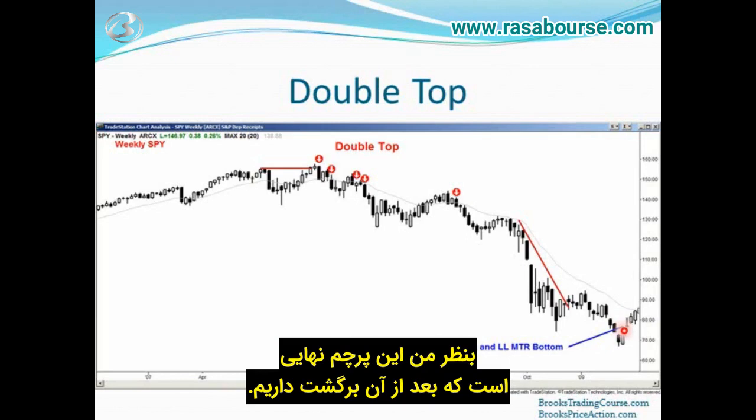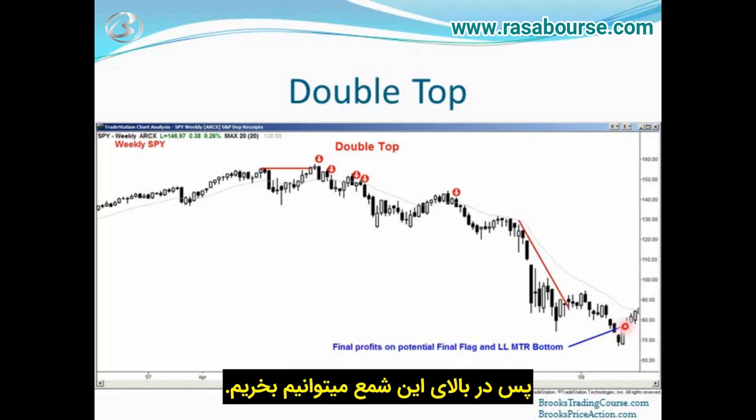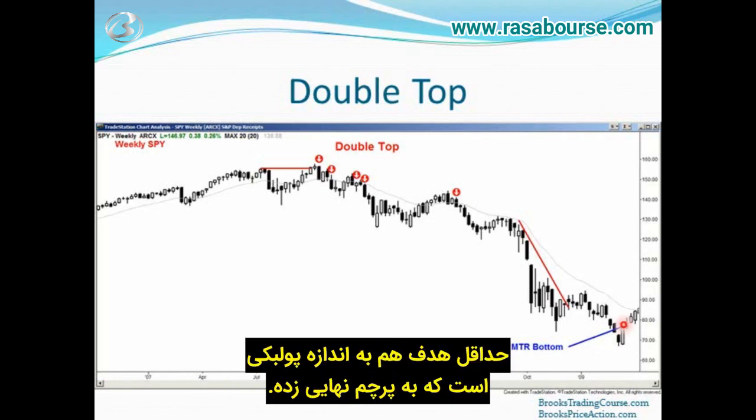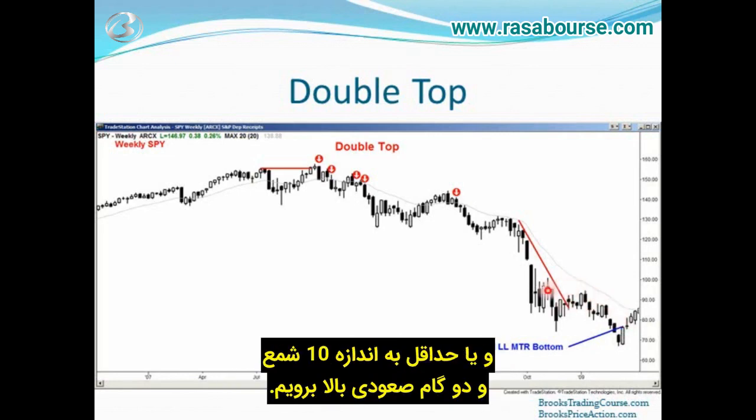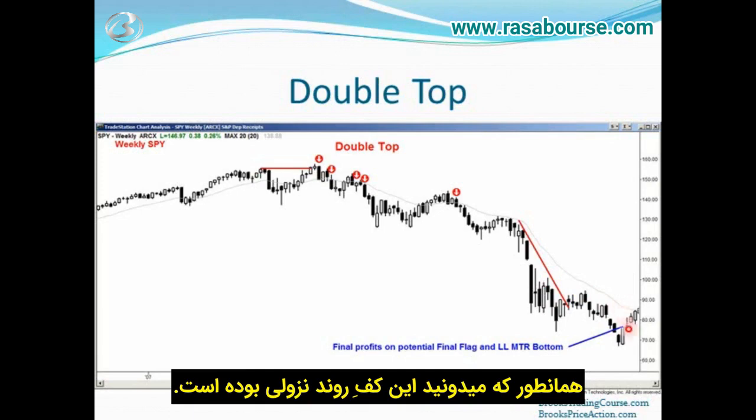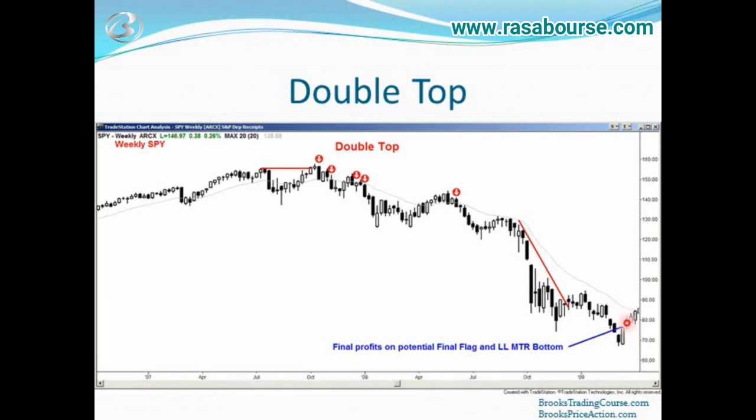To me, this is a potential final flag reversal and a reasonable buy above the high of this bar. A minimum target would be a pullback back into this final flag. We'll probably get at least 10 bars and 2 legs sideways to up. And as you know, this was the low of the bear trend.